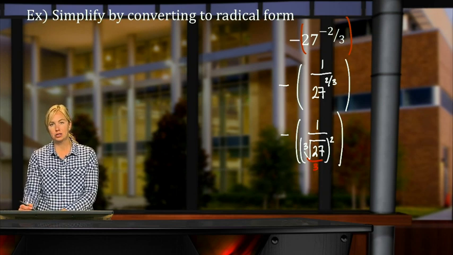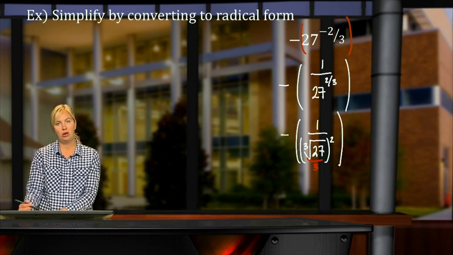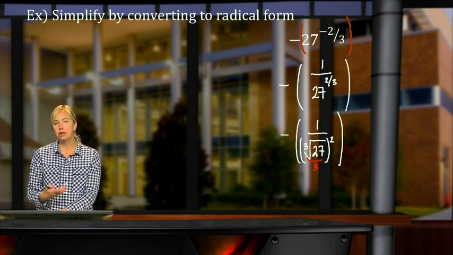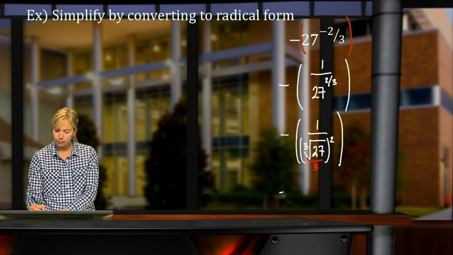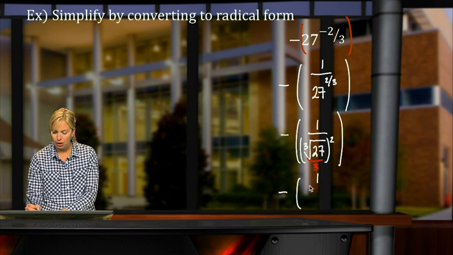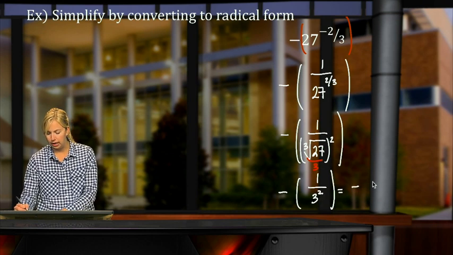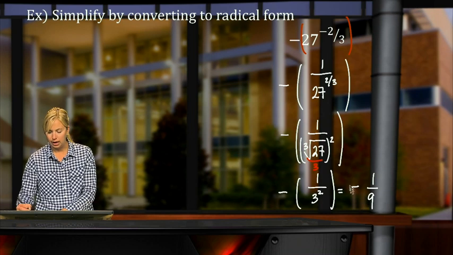If I first squared 27, I'd have to get a calculator out, and then I would have a very large number, which I would have to take the cube root of. It's a little bit more cumbersome. So we have negative 1 over, the cube root of 27 is 3, squared, which simplifies to negative 1 over 9.